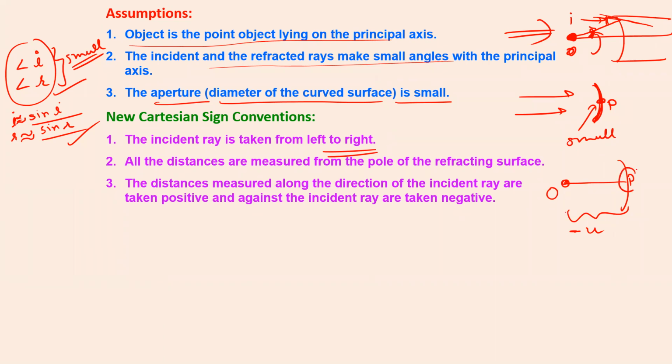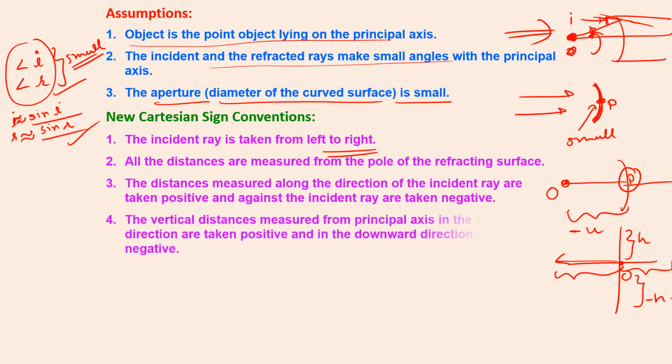To understand the sign convention, understand that this is your pole, and the pole can be considered as the origin in a Cartesian system. Everything on the left-hand side acts as the negative x-axis, so all measurements on the left-hand side will be negative. All measurements on the right-hand side will be positive. Upward will be positive h and downward will be minus h. That is what we are going to consider, and this is your Cartesian system.